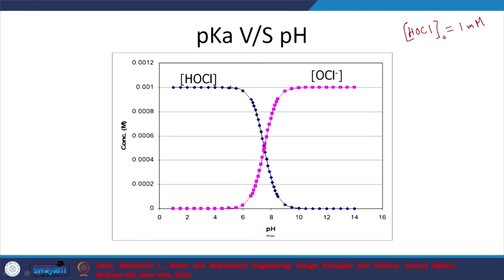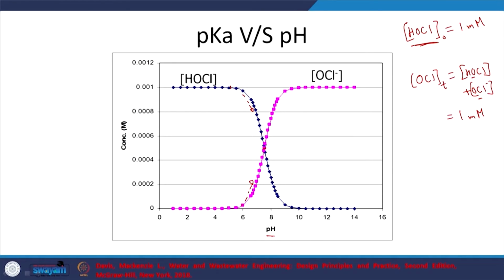But as I keep increasing the pH, we see that the concentration of HOCl is decreasing, but simultaneously the concentration of OCl minus is increasing. Note that the total OCl, which I am representing as HOCl plus OCl minus, is still the same, which is 1 millimolar. It is only that whatever was only present as HOCl is now present in both forms, HOCl and OCl minus. As HOCl is decreasing, OCl minus is increasing.